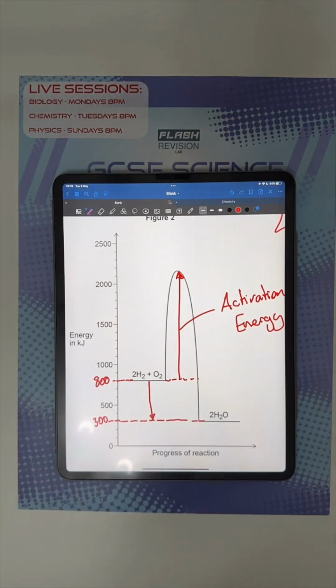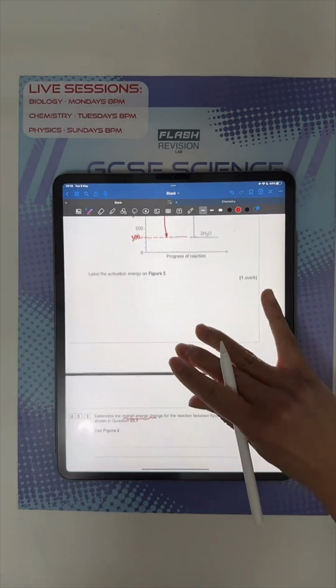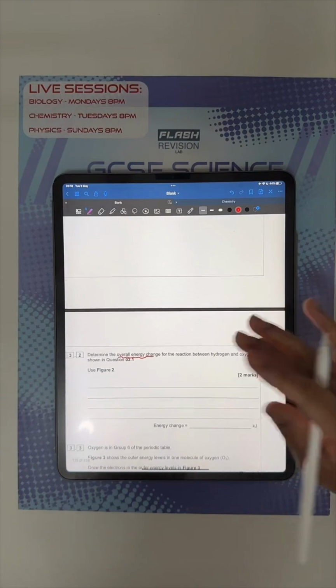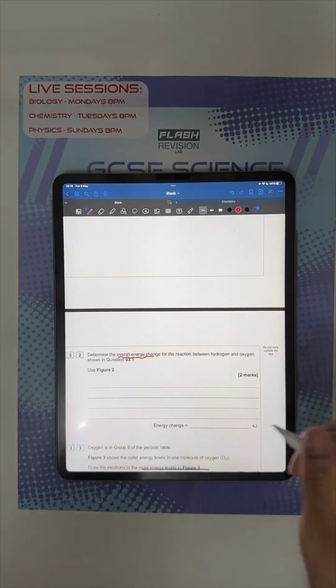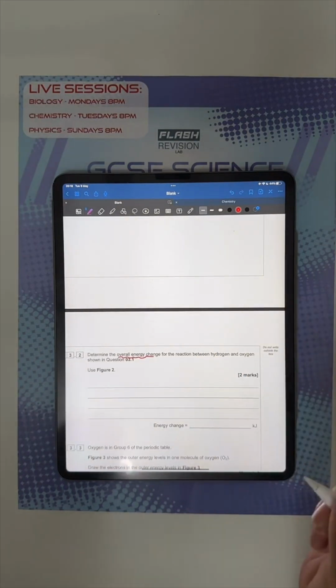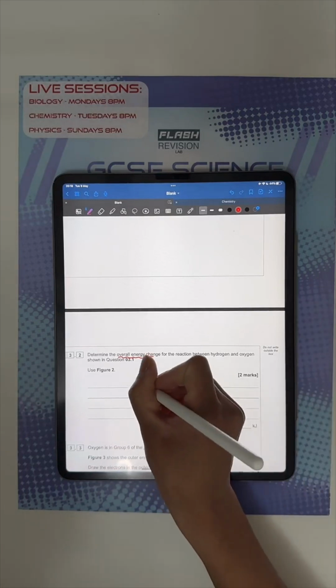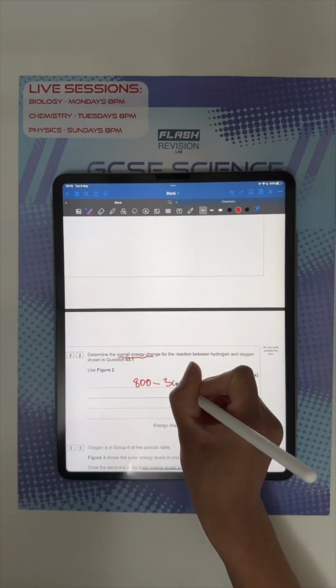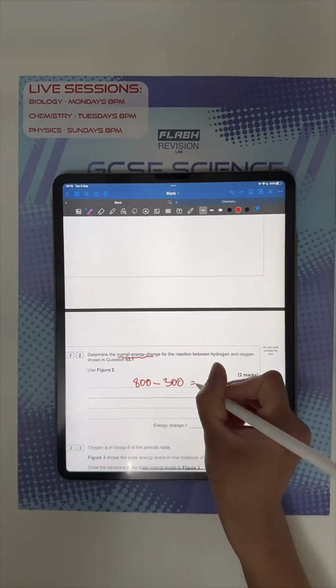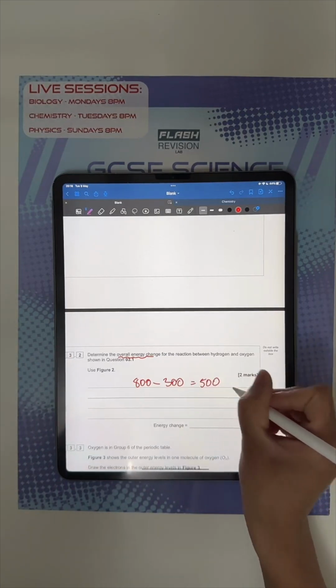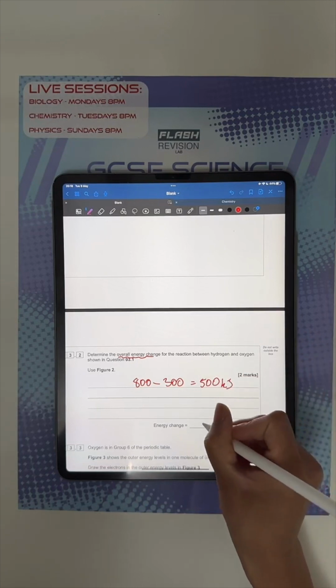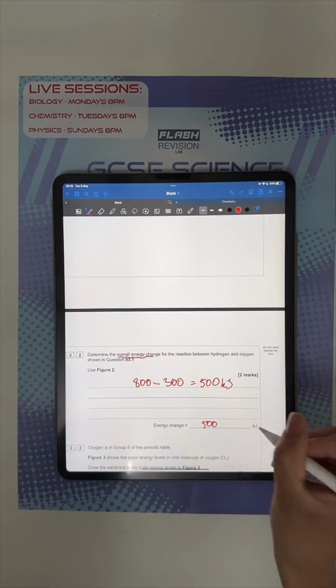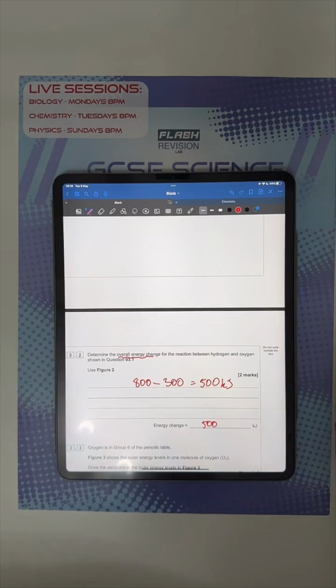So it would be 500 or minus 500. They accept both. Technically it's minus 500 because it's exothermic. So to show your marks, show your working out, you do 800 minus 300, which gives an answer of 500 kilojoules. But yeah, like I said, it's negative. It should be minus, but you get the marks here.